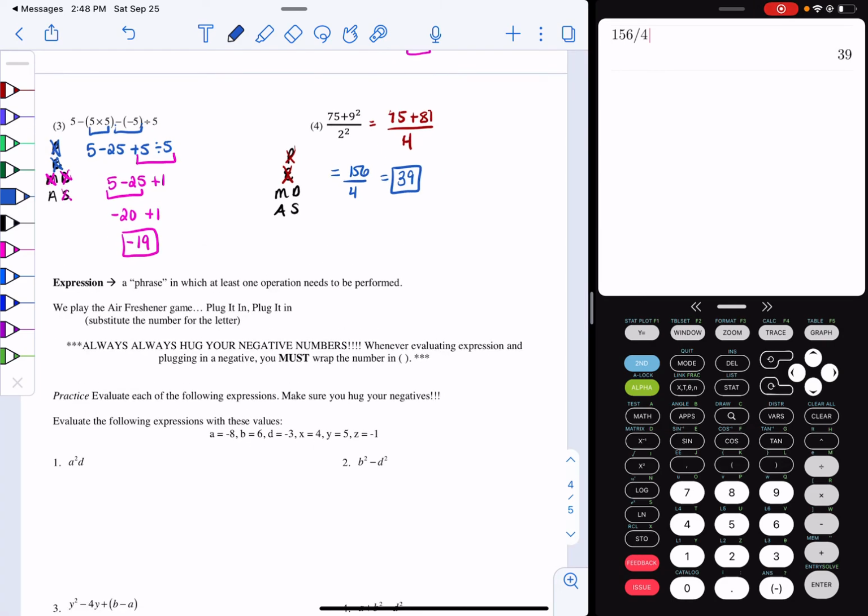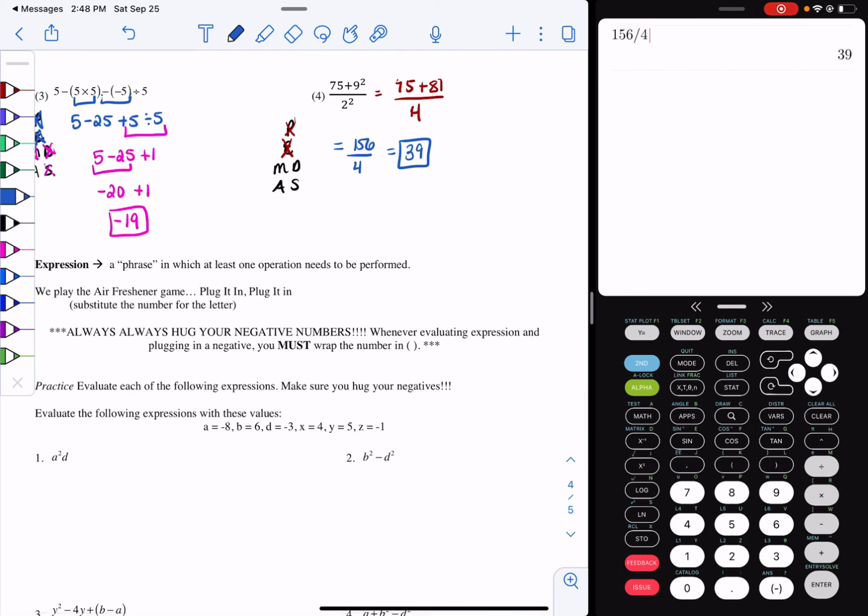Now here it says, always hug your negative number. So whenever you're evaluating an expression and plugging in a negative, you must wrap that number in parentheses. But here's a word to the wise. Whenever you plug in a number for a variable, please just wrap that number in parentheses. So every time you make a substitution, you need to wrap it in parentheses to make sure that number's safe.